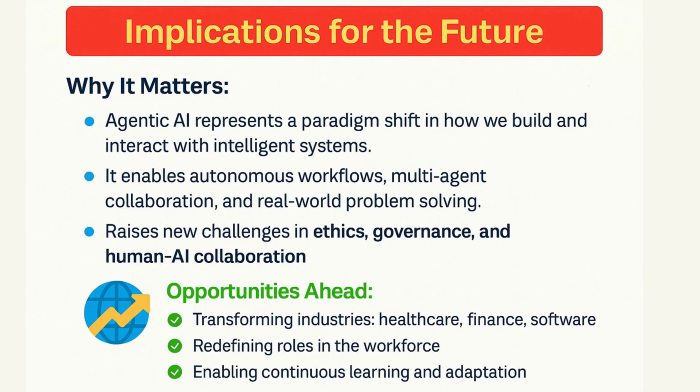The second slide explores the broader implications of agentic AI. It highlights how this paradigm shift is transforming industries from healthcare and finance to software and education by enabling autonomous workflows and multi agent collaboration. However, it also introduces new challenges in ethics, governance, and human AI interaction, urging developers and organizations to rethink how they design, deploy, and regulate intelligent systems.